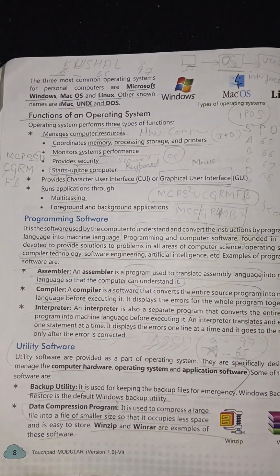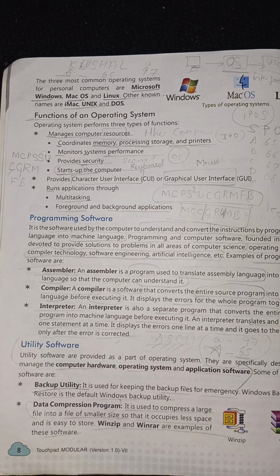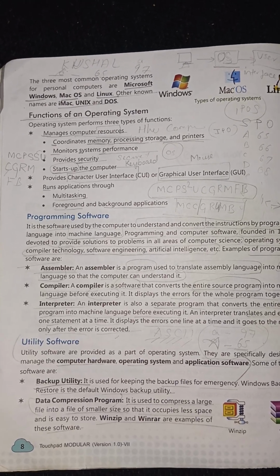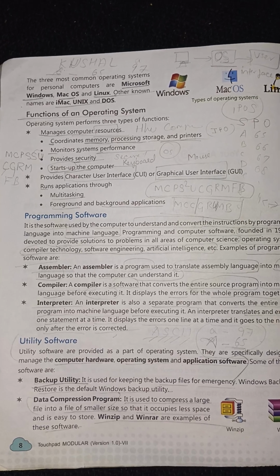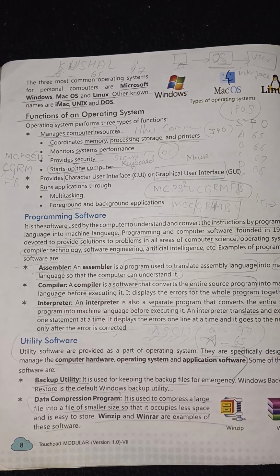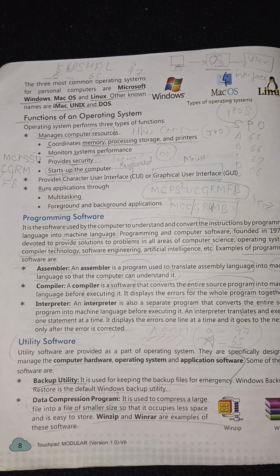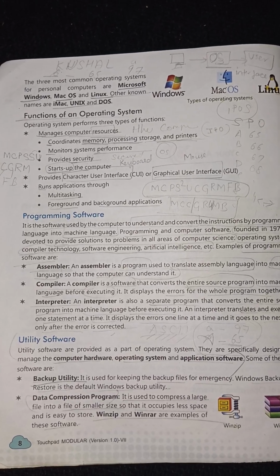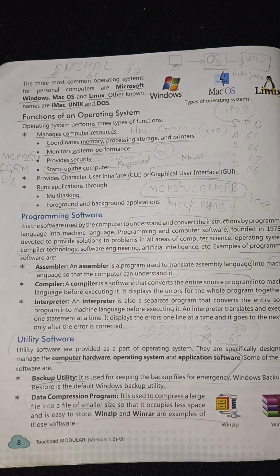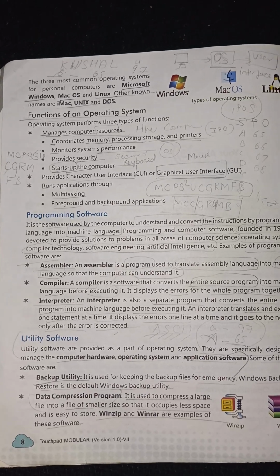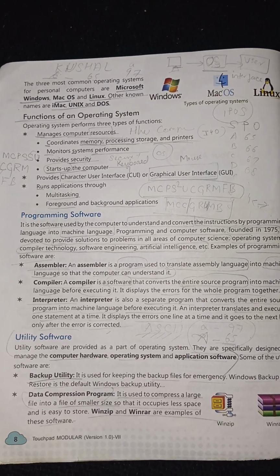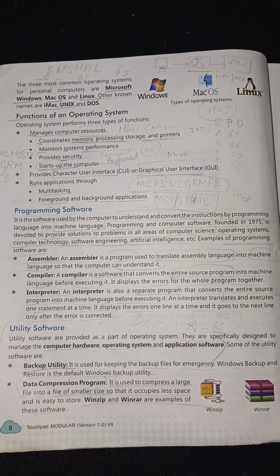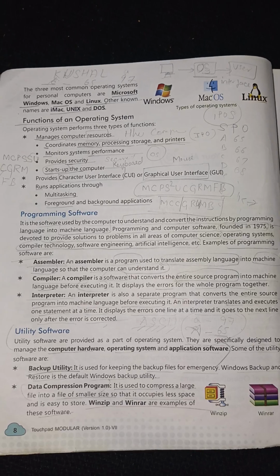Next, the three most common operating systems for personal computers are Microsoft Windows, Mac OS, that is Mac operating system, and Linux. Other known names are iMac, Unix, and DOS. DOS is nothing but disk operating system. You can observe this picture, that is Windows OS, that is operating system, and Mac OS and Linux. These are the types of operating system.